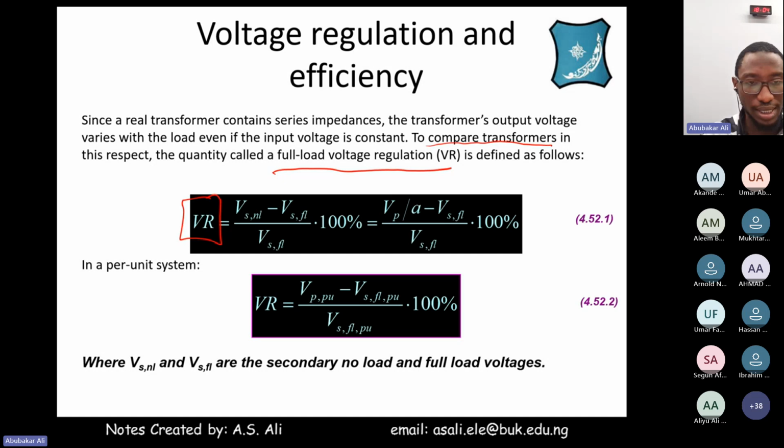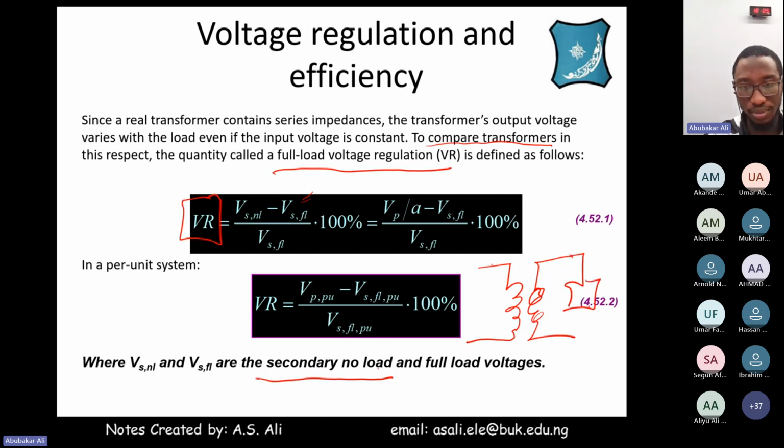VR equals VSNL minus VSFL divided by VSFL. And this will give you the value of the full load voltage regulation, where VSNL is the secondary no load. So at the secondary, remember, if you have your transformer, at the secondary, this is where you put a load, right? L. So if you have no load, what's the voltage when this is not there? And then when there is full load, what's the voltage?